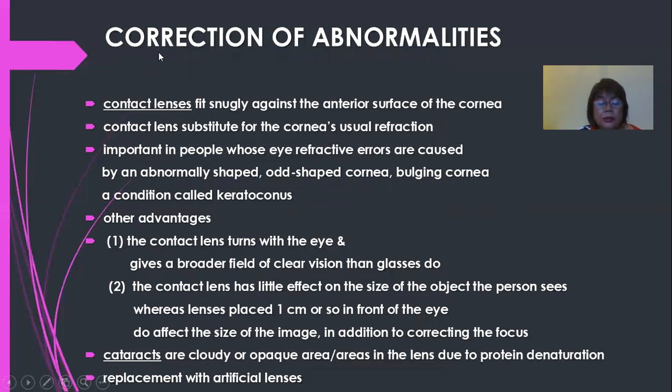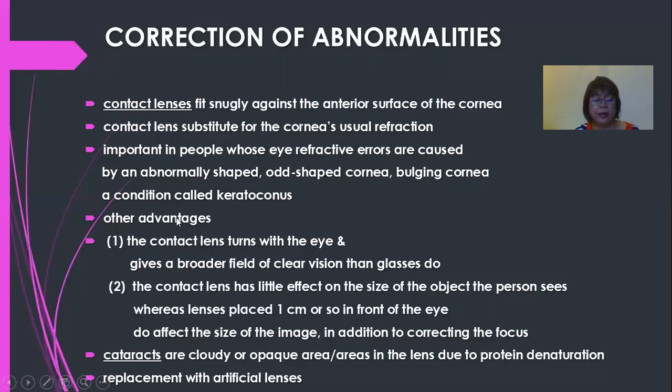There are other abnormalities that need to be corrected. In some abnormalities, you can use contact lenses, which fit snugly against the anterior surface of the cornea. The contact lens substitutes for the cornea's usual refraction. It is important in people whose eye refractive errors are caused by an abnormally shaped, odd-shaped or bulging cornea, a condition called keratoconus.